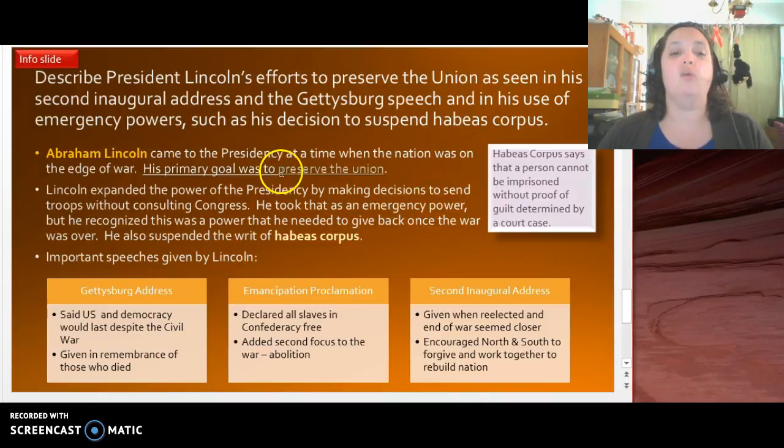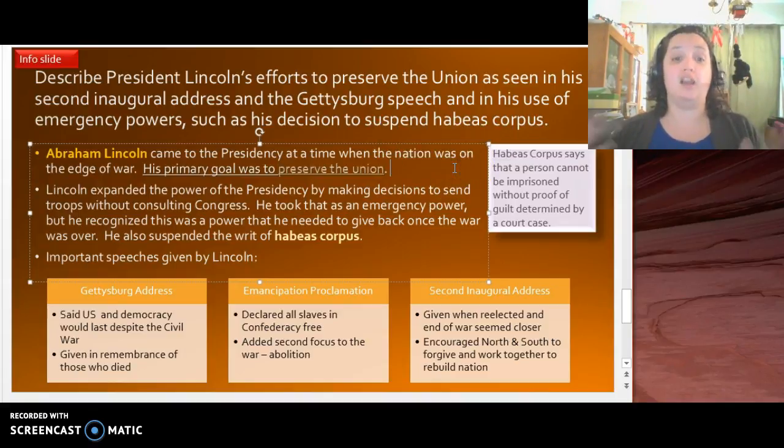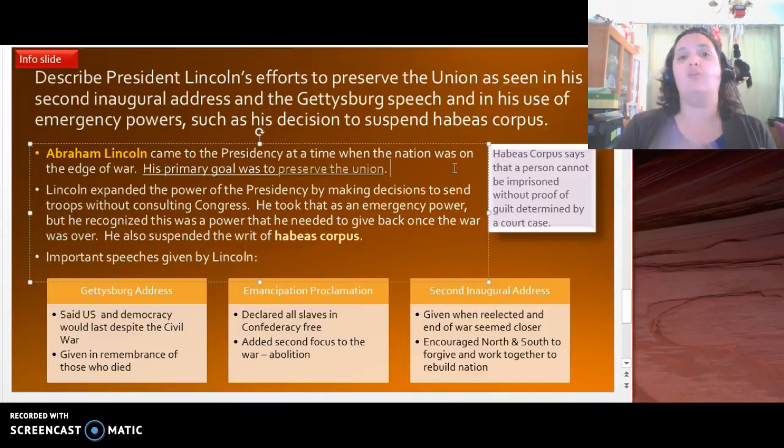His primary goal was to preserve the Union, keep the United States in one piece, bring it back together, make it a country again. And when he was president, he expanded the power of the presidency dramatically. He basically just took over and said to Congress, okay, here's what we're going to do. And he did so with the knowledge that when the war was over, he's going to give all this power back. He was just doing it to have one centralized leader.